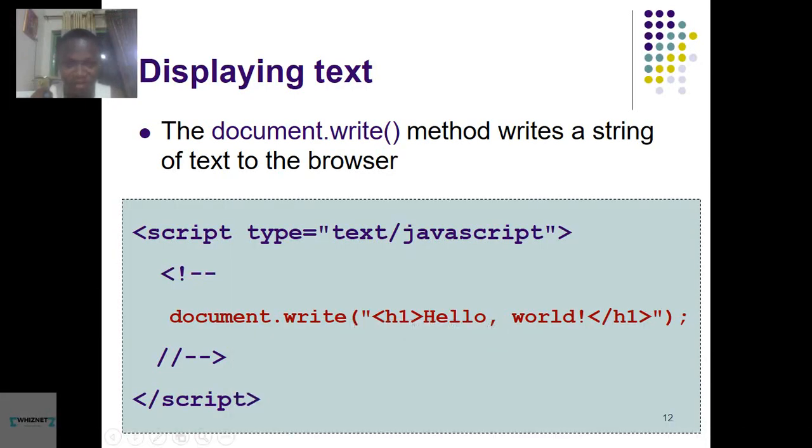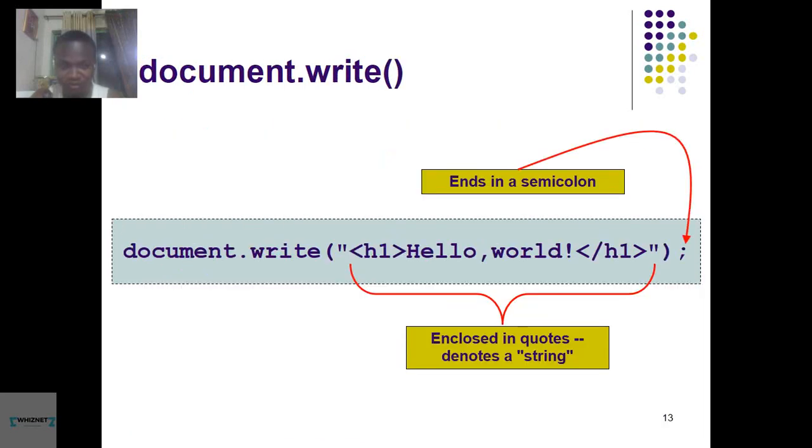So now, displaying text. The document.write method writes a string of text to the browser. Like we have practiced, this writes the text Hello World. Explaining it: we have document.write, and we have the text in it, which is enclosed in quotes and denoted as a string. Hello World is the string and must be enclosed in quotes, and we end it with a semicolon.